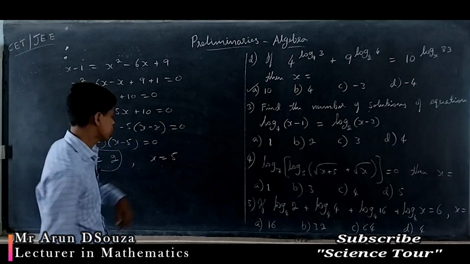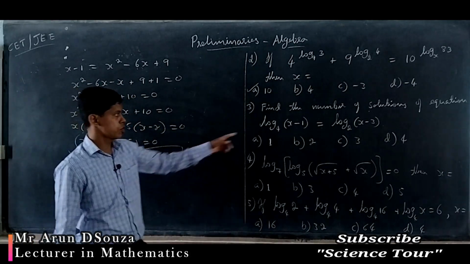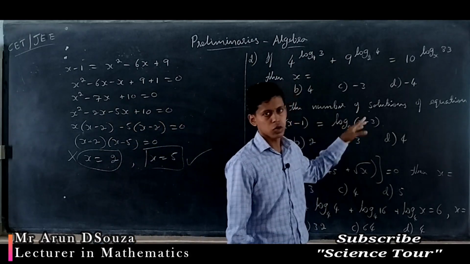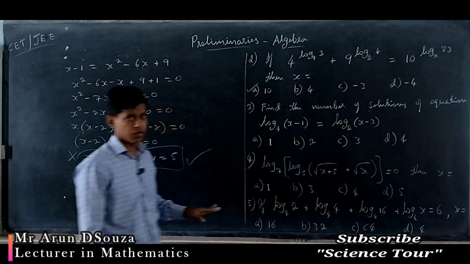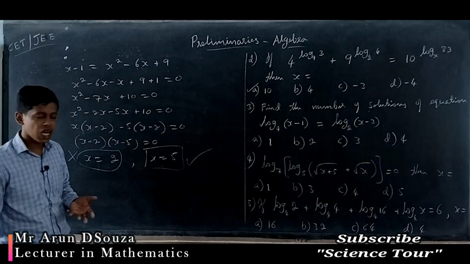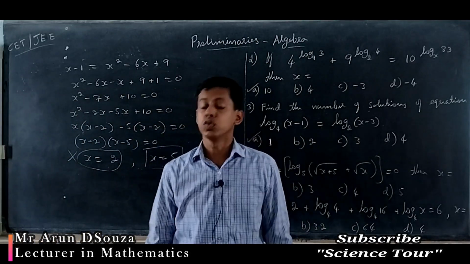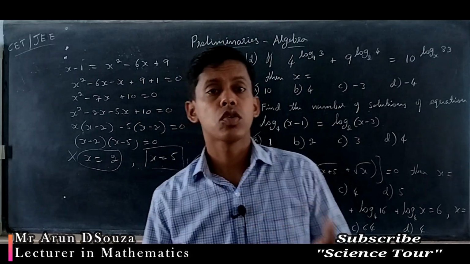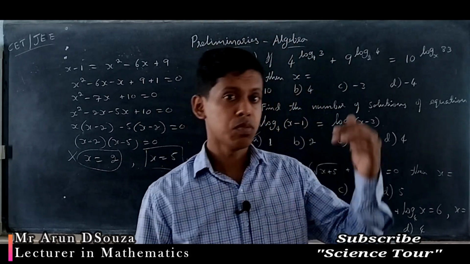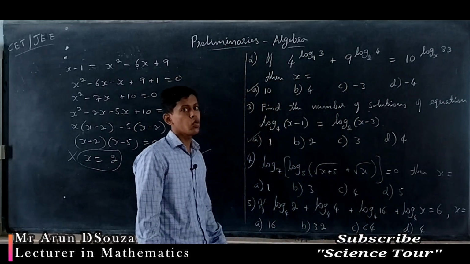Therefore, which is the solution? Only x is equal to 5. So when you put 5, this is 4, and when you put 5, this is 2. Both are positives. They exist. They will be equal. Correct? So how many solutions are there? There is only one solution to this equation. You don't have 2 solutions. Just because you got quadratic, don't decide that there will be 2 solutions. Remember, it must satisfy the given equation. Then only it will be a solution. Otherwise, it won't be a solution.